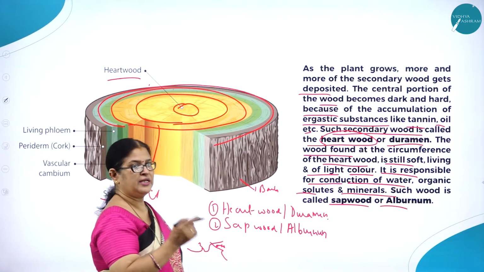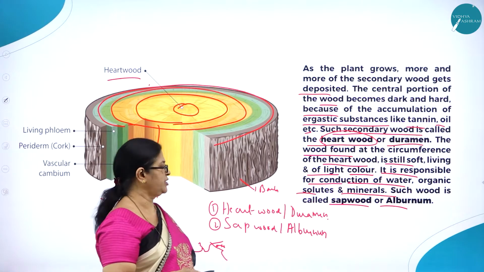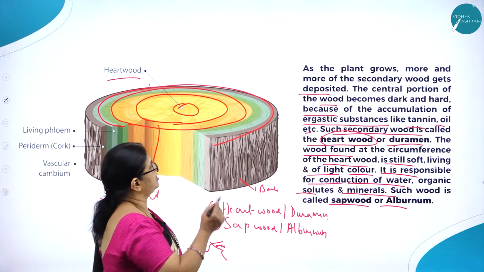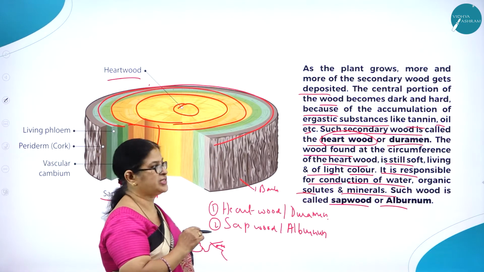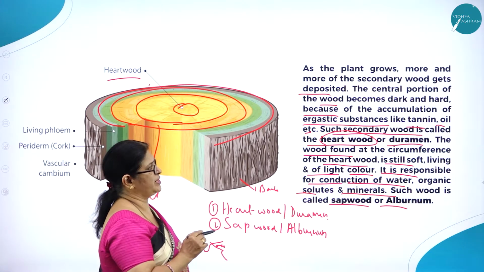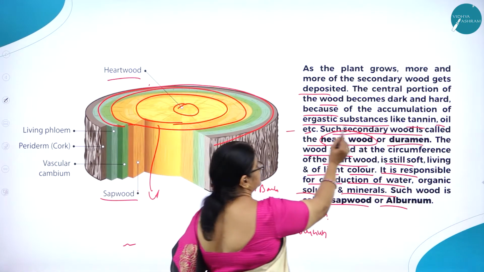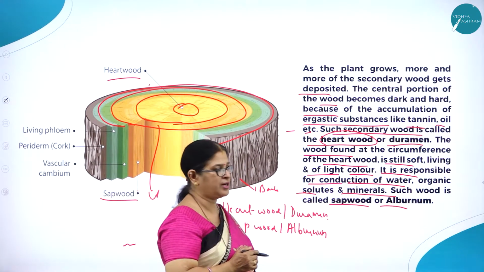Late wood, autumn wood; early wood, spring wood. Here heartwood, duramen; sapwood, alburnum. So what is it? As the plant grows, more and more of the secondary wood gets deposited. The central portion of the wood becomes dark and hard because of the accumulation of ergastic substances like tannin, oil, etc. Such secondary wood is called heartwood or duramen.